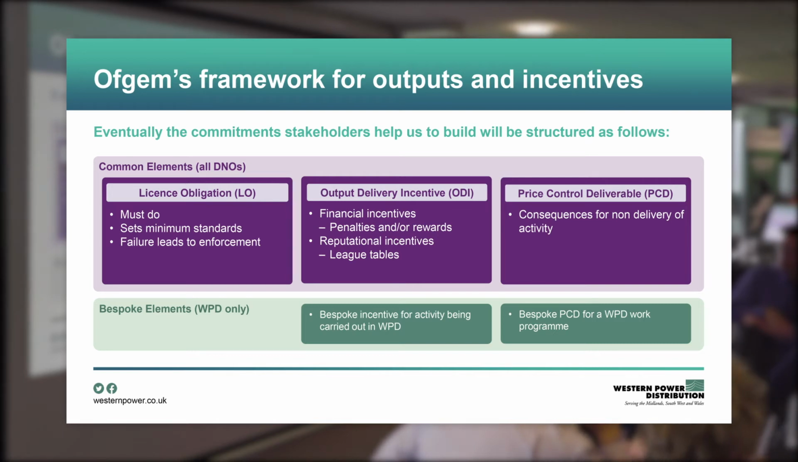The second category is an incentive, an output delivery incentive. And with an incentive, they're either financial incentives, where we can earn a reward or suffer a penalty for the level of performance we provide, or they could be reputational, where they compare us against different companies' performance. And the third kind, a deliverable, this relates more to the work programmes that we propose. If we don't deliver those work programmes, Ofgem is introducing a mechanism that they can claw back some of the allowances that they've provided us if we don't actually complete those work programmes. So those are the sort of 3 types of measure and the way that Ofgem will regulate us.